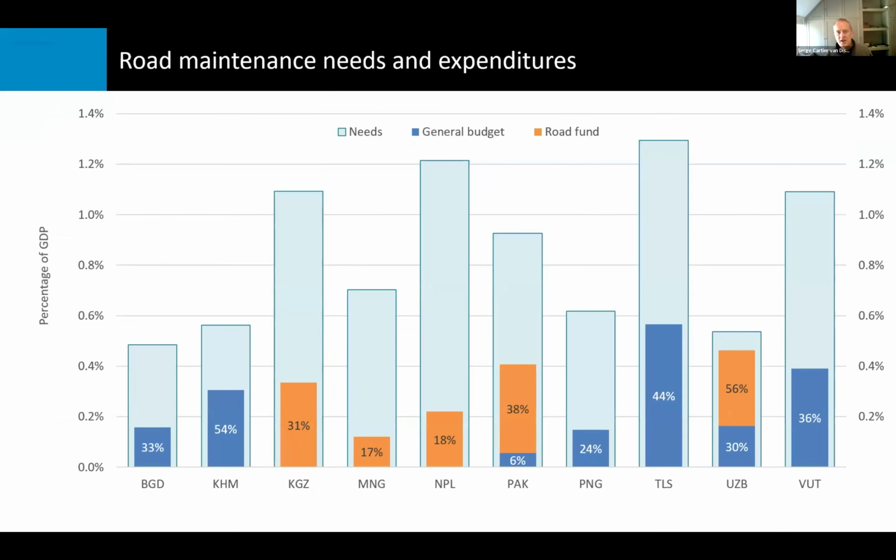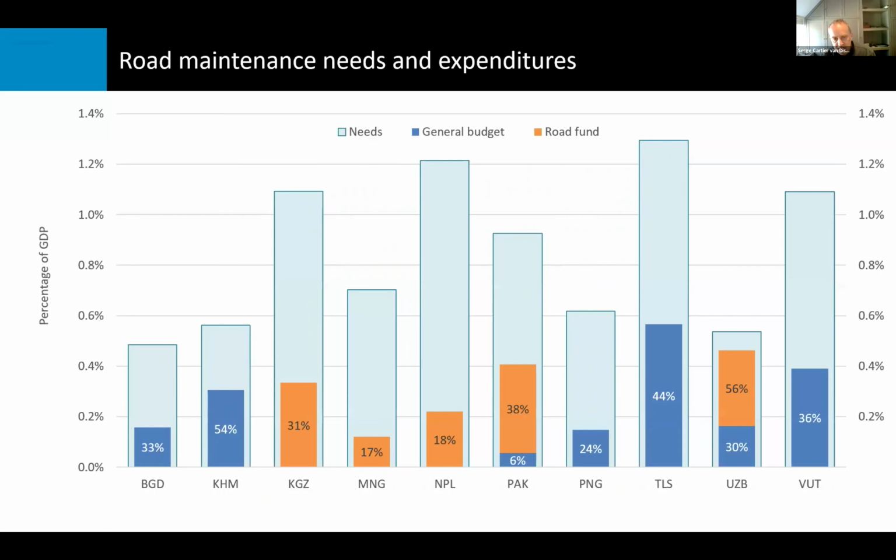So what does this actually mean? If we first look at the current situation, what are the maintenance needs and what are the actual allocations to road maintenance? We see that the maintenance needs vary between something like 0.5% of GDP to 1.3% of GDP. Now that difference is already important because what we see is that the higher the needs are, as a percentage of the GDP, the more difficult it is for a country to actually be able to finance those needs.